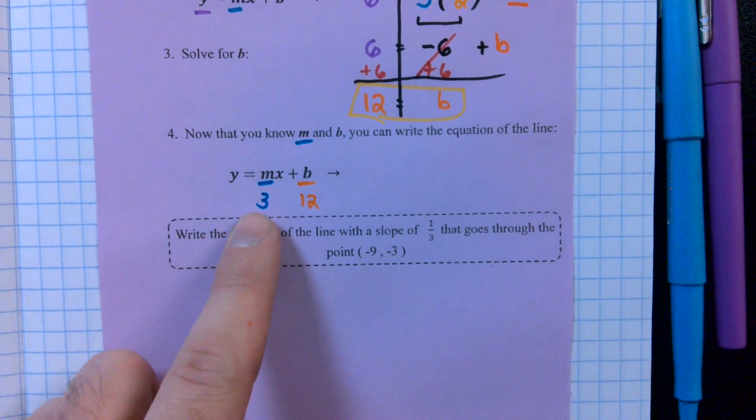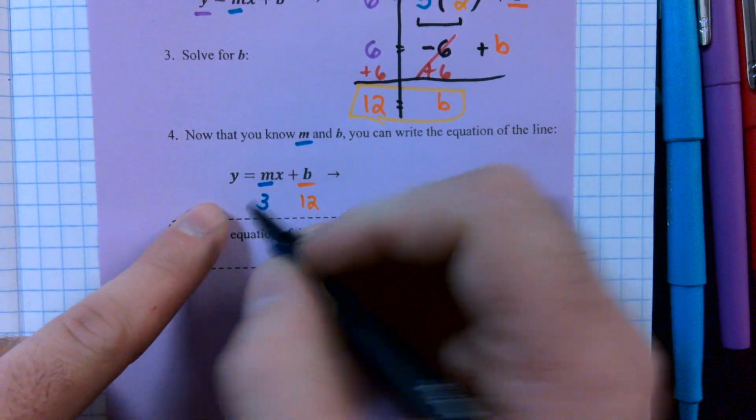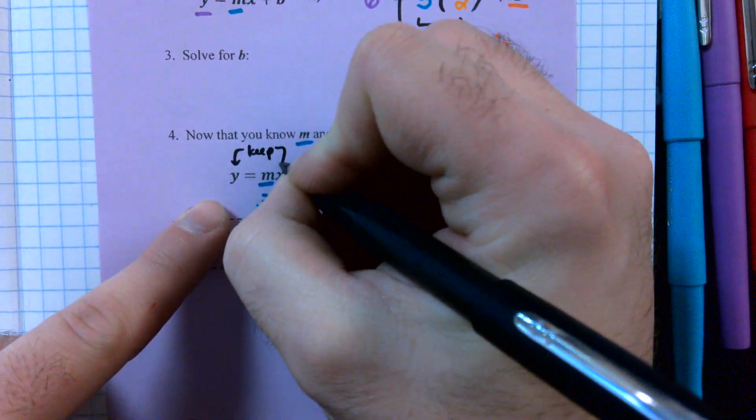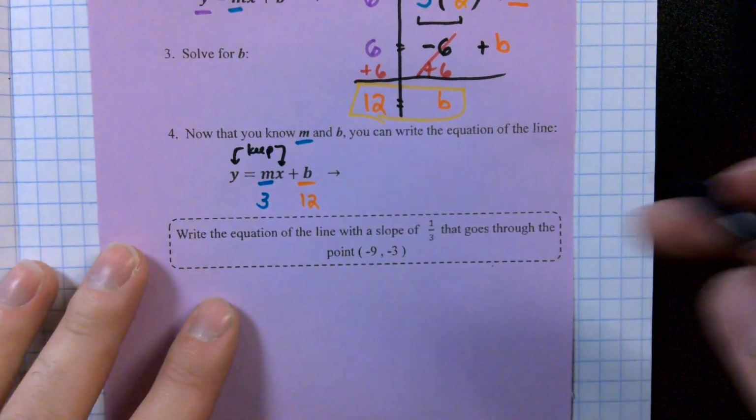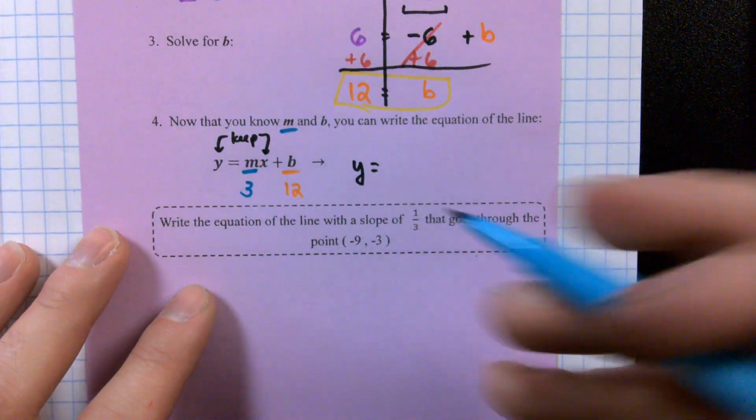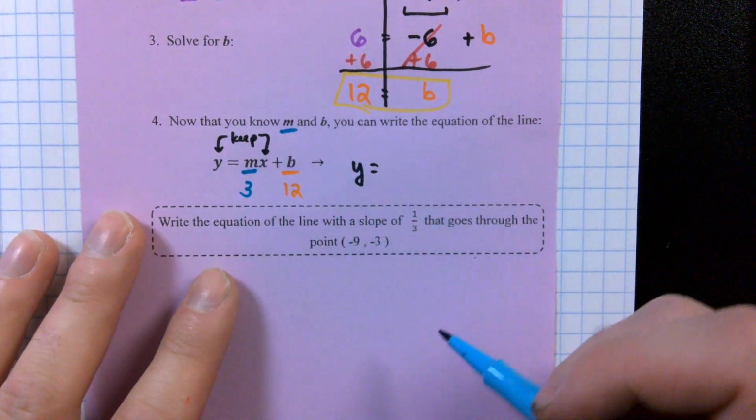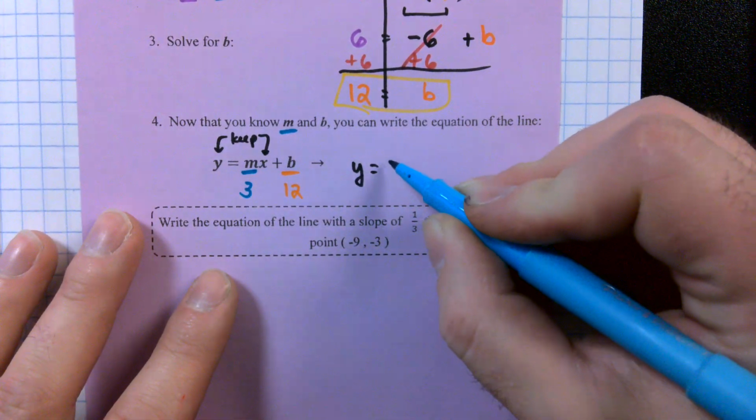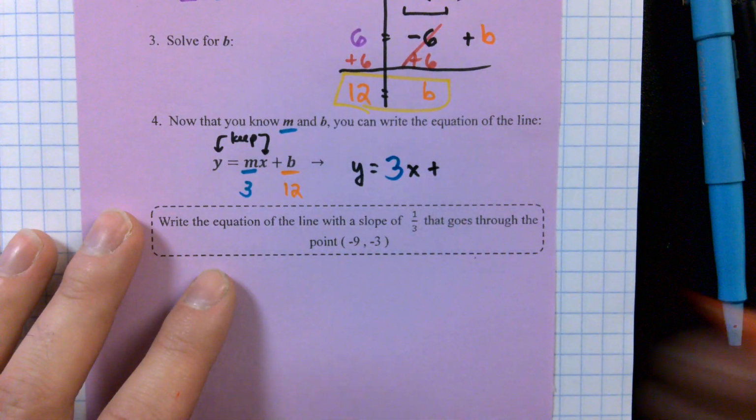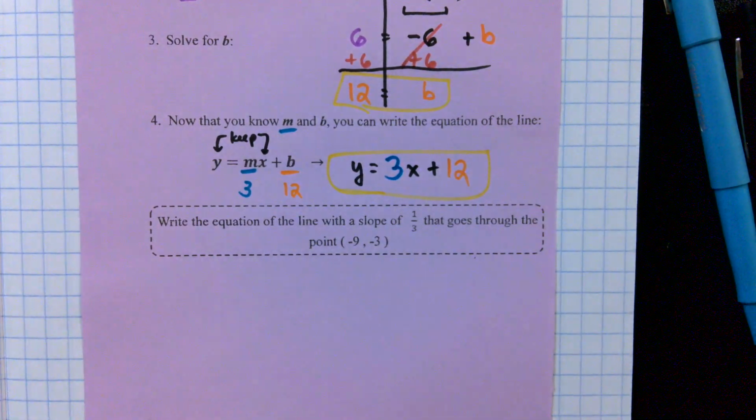So I'm going to replace my M with a 3. I'm going to replace my B with a 12. But I'm going to keep my Y and X the same. So I get Y is equal to what? Y is equal to 3x plus 12. And there's my final answer right there.